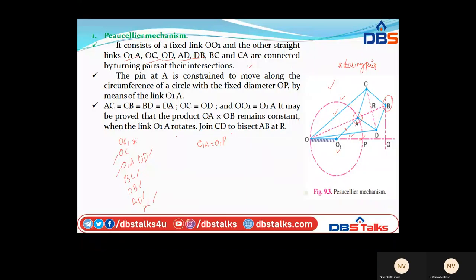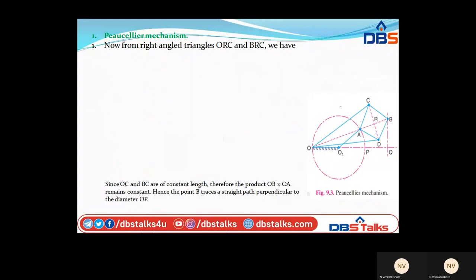So for that, we just join CD to bisect the AB line at R. So this is the R. Now we are framing two triangles. What are the triangles? When CD bisects AB at R, two right angle triangles are formed. One is ORC and the other is BRC. These two are the right angle triangles.